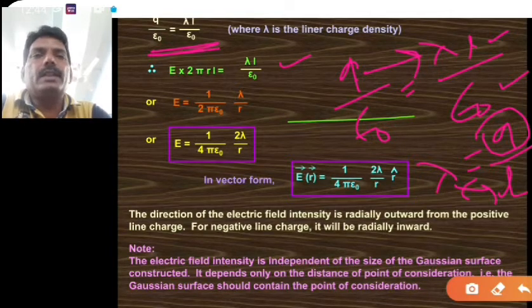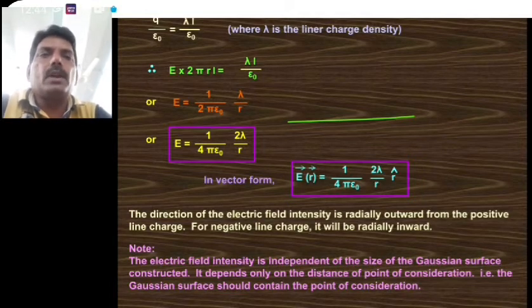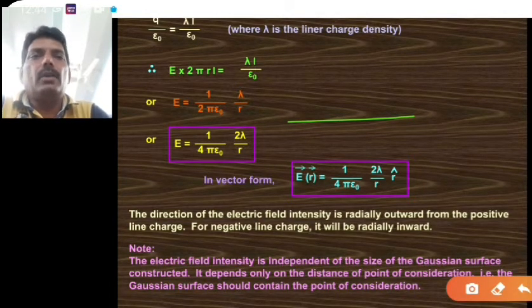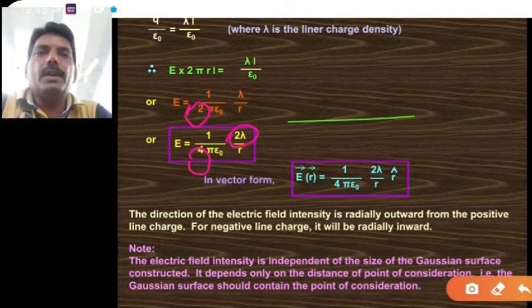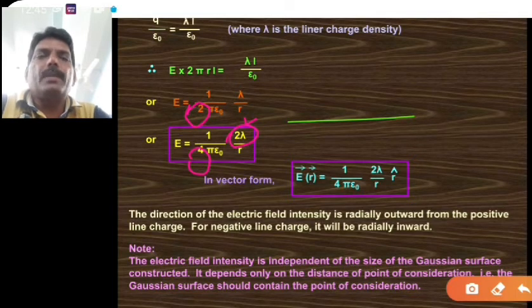After calculating, you get this equation, that is E is equal to 1 upon 4 pi epsilon naught into 2 lambda upon R. How did you get this 2 lambda here? Because you have multiplied the denominator by 2 to get this 4, so you have to multiply the numerator by 2 also. So 2 lambda upon R.